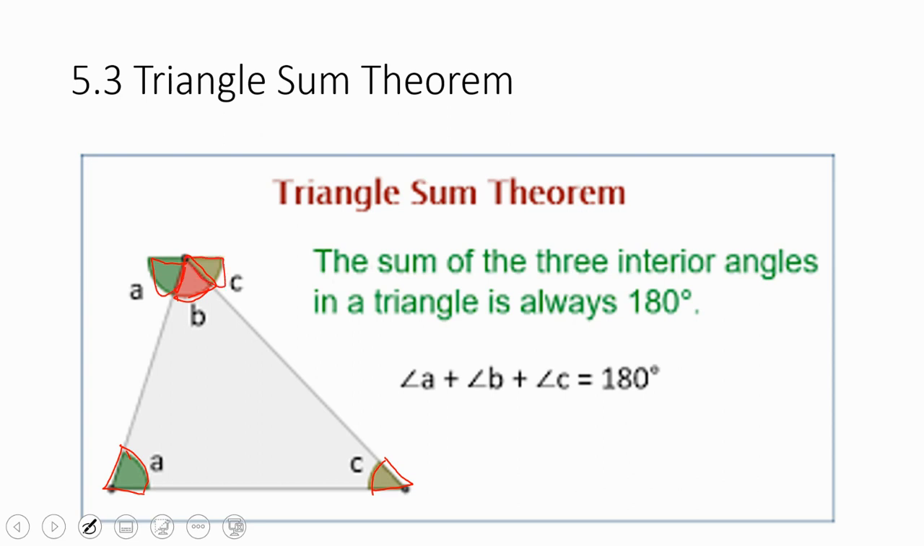You would discover that when you do that, those three angles will always form a straight line, no matter what kind of triangle you have. A right triangle, an obtuse triangle, an acute triangle, it doesn't matter. Those three angles will always form a straight line. The Triangle Sum Theorem says the sum of the three interior angles, which just means the three inside angles of any triangle, will always add to equal 180 degrees. We're going to use that theorem to solve for some missing angles.